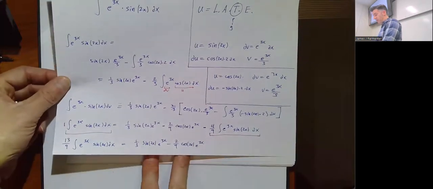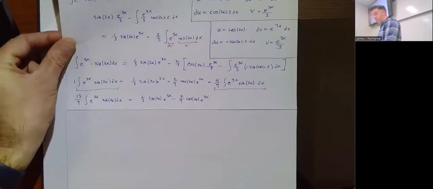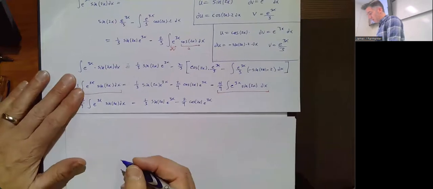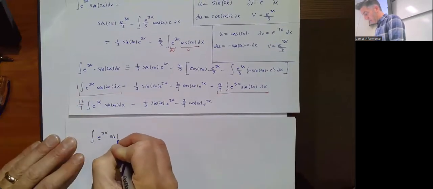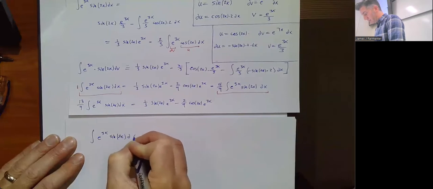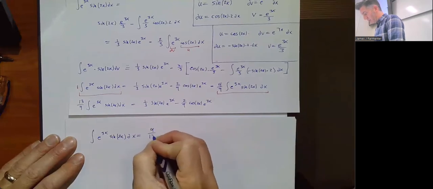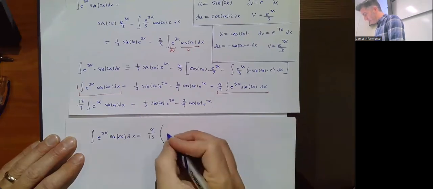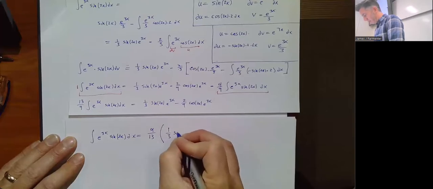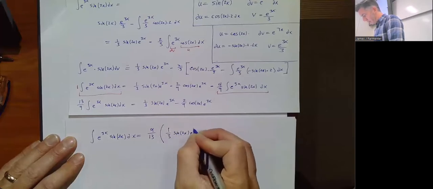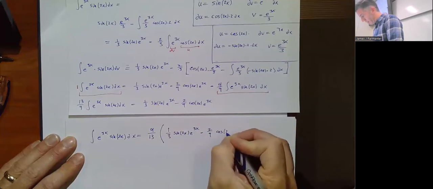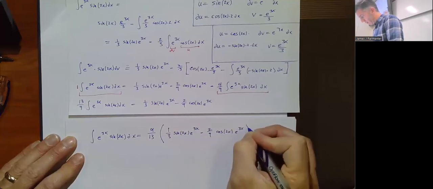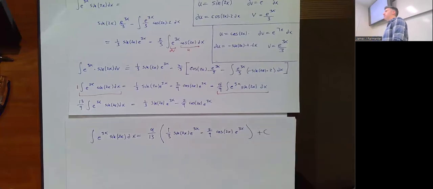So then finally, solving for my integral, I just multiply both sides by 9/13. So I can say that my integral of e to the 3x times sine of 2x is equal to 9/13 times all that: 1/3 sine of 2x times e to the 3x minus 2/9 cosine of 2x times e to the 3x, and then slap on a plus c.